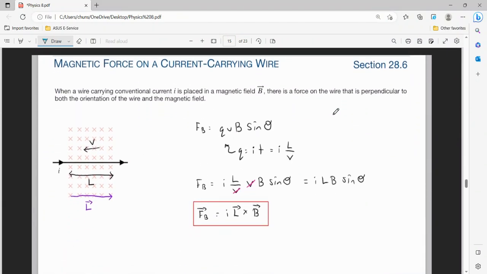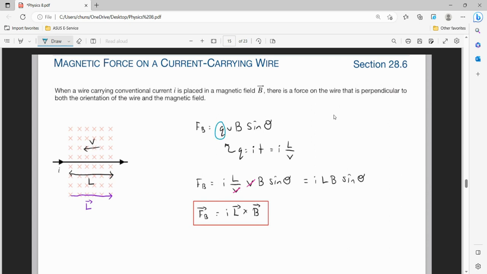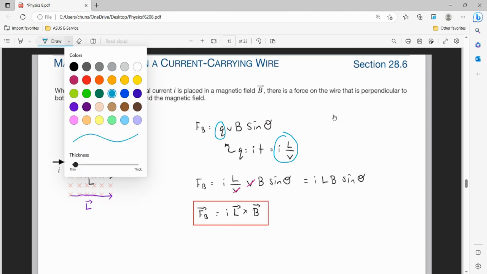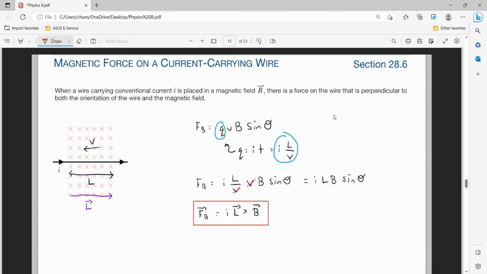In this next section, we are talking about magnetic force on a current carrying wire, and in this case, we are replacing our value of q with our value I times L over v, and this comes from velocity. So velocity equals distance over time. That means time is equal to distance over velocity, right? So that's where our L over v comes from, where our length is our distance and velocity is the speed of our particles.